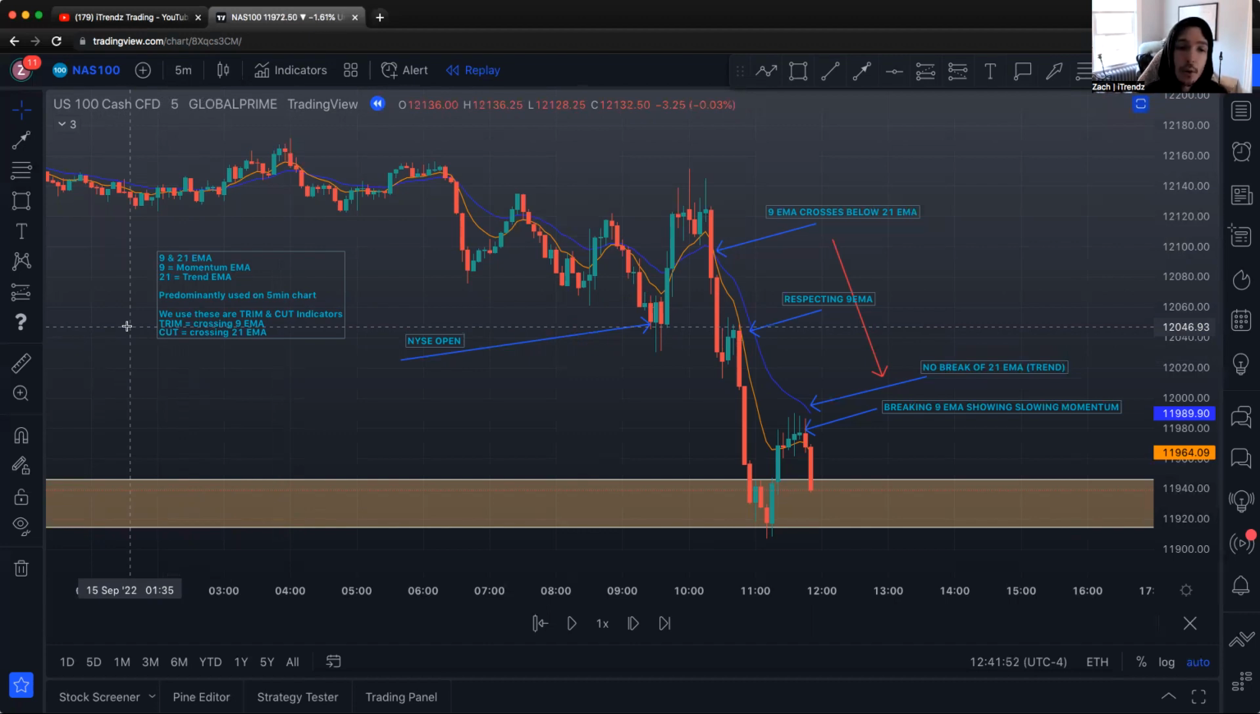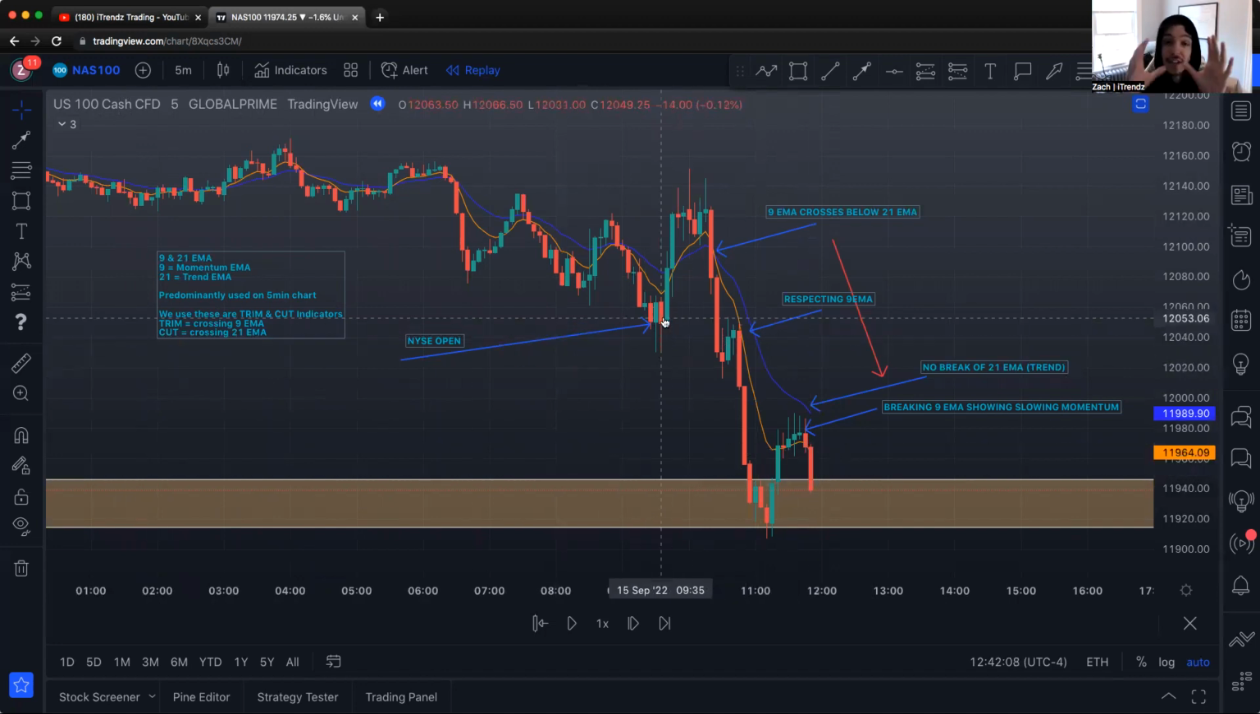It's okay to take a trim there because potentially momentum is slowing down. We're going to take a look into this example right here, and you guys will understand that at a deeper level in a second. And then the cut is if it crosses the 21, because that signals a complete trend change. And as you can see right now, price is stopped.